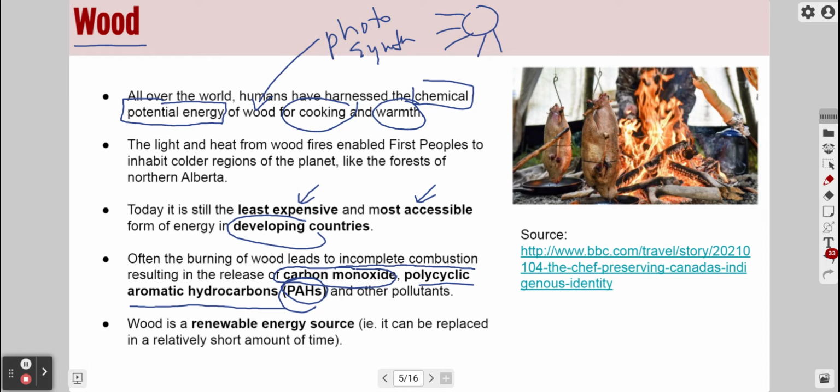Now, the big awesome thing about wood is that it's renewable. That's one of the reasons it's been used for such a long time: it can be replaced in a relatively short amount of time. A tree can grow in, I don't know, 30 years, and you could be using that tree again, cutting it down and burning it. So that is considered renewable.